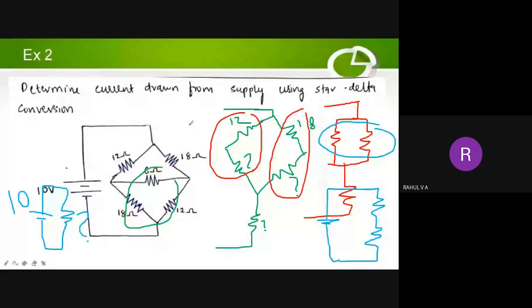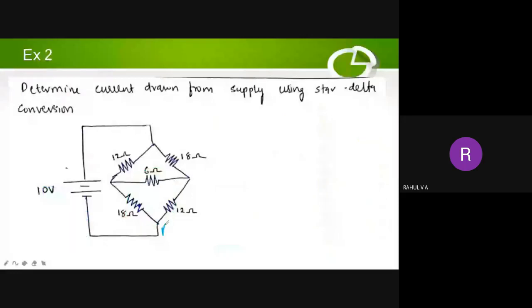Okay, for converting, what you have to do is mark this as A, this as B, this as C. So the resistor RAB is this one. Resistor RBC is this one. Resistor RCA is this one. So RAB is 12 ohm, RBC is 6 ohm, RCA is 18 ohm.